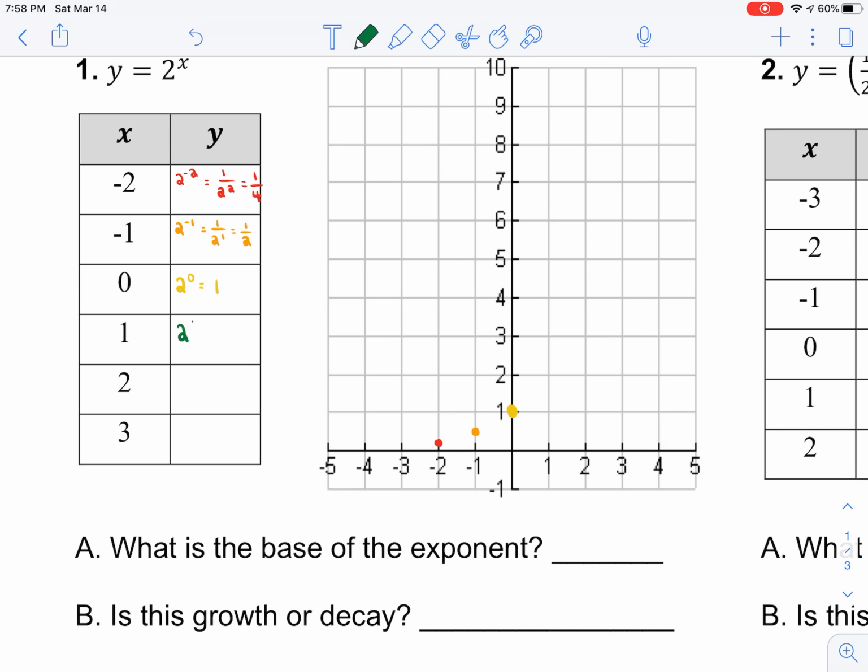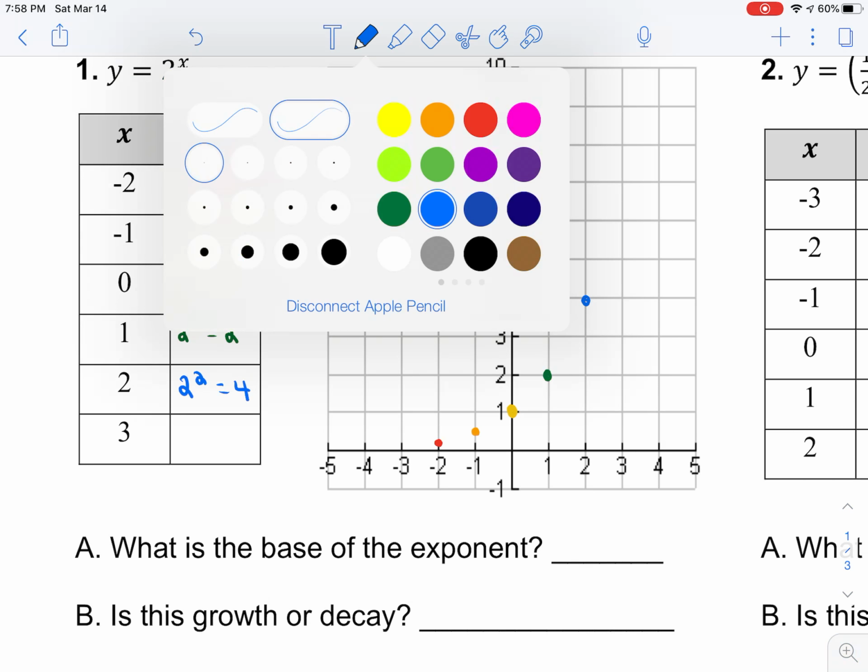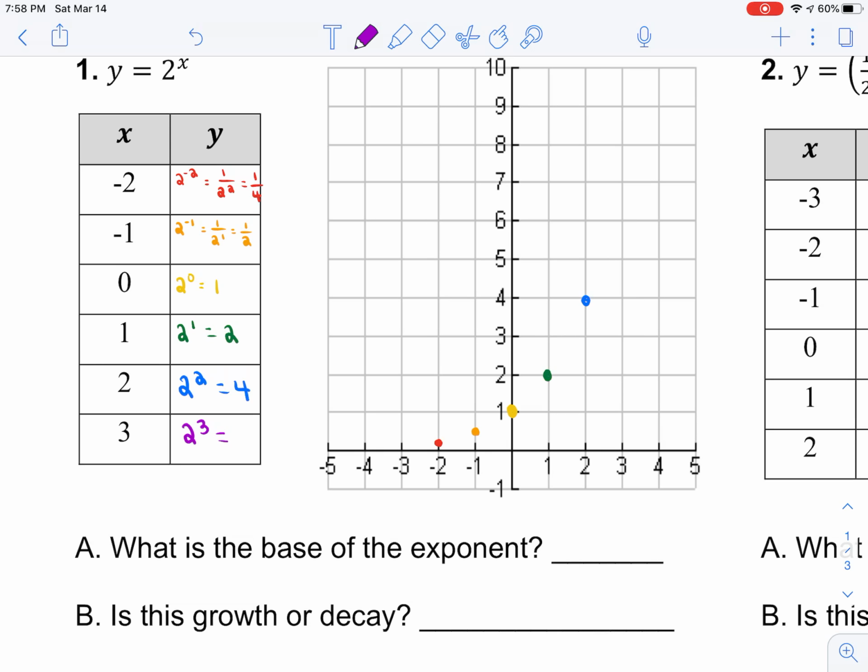And then we can sub in a 1 to get the value of 2. Then we can sub in a 2 to get the value of 4. And then finally we can sub in the value of 3 to get an 8. Now, when you connect these points, you will see the makings of an exponential function, where one end of the function increases without bound, and the other end will decrease and approach a value that we call a horizontal asymptote, which you have already learned about with rational functions.